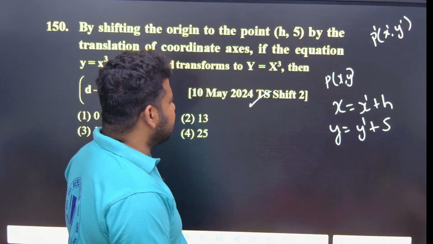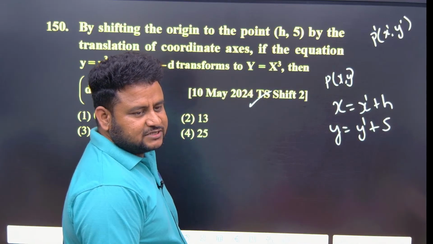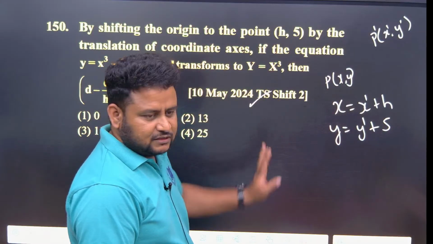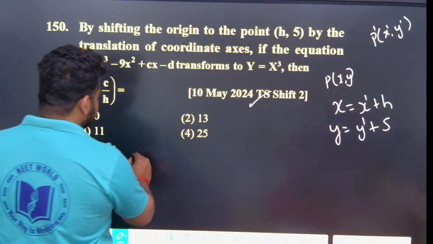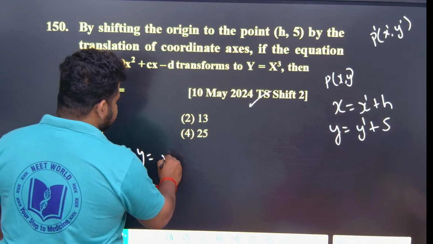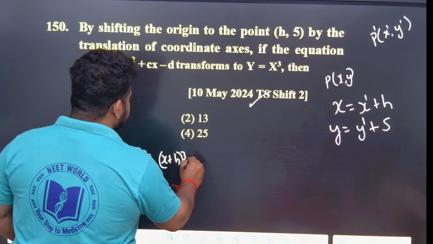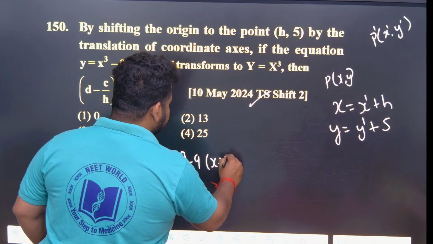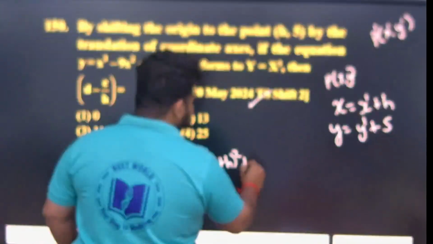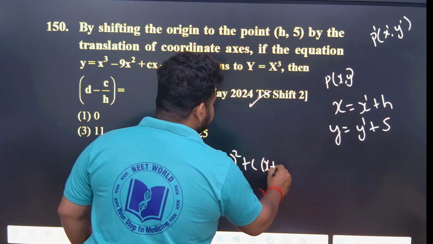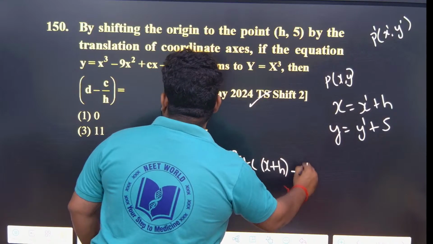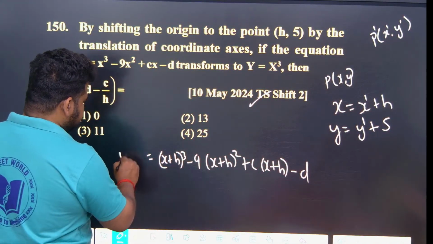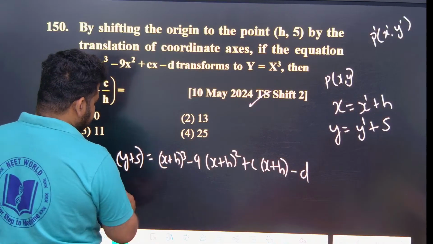Now wherever x is there, I should put x dash plus h, or x plus h. Y is equal to y dash plus k, or y plus phi. That's all you do. So this will become y is equal to x plus h whole cube minus 9 into x plus h whole square plus c into x plus h minus d. But y means what I should write? Y plus 5, correct?